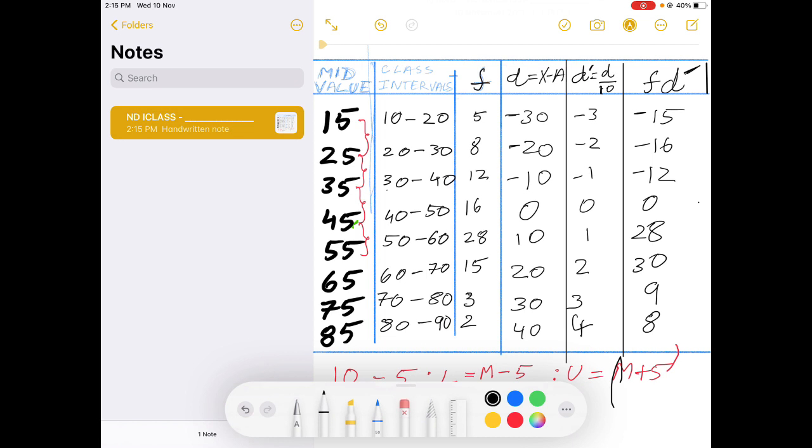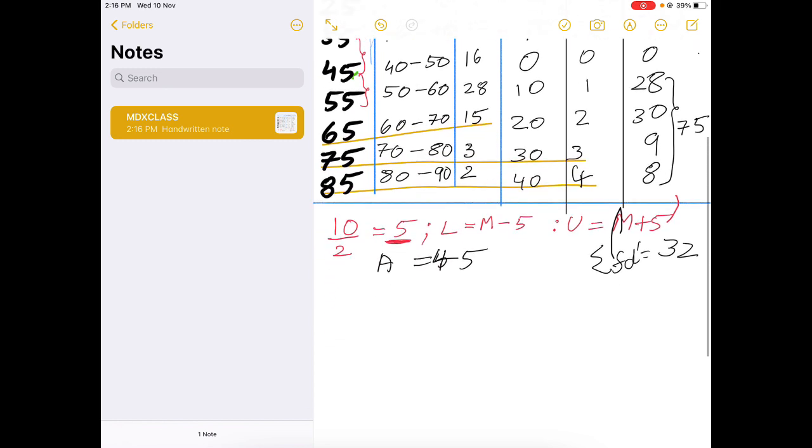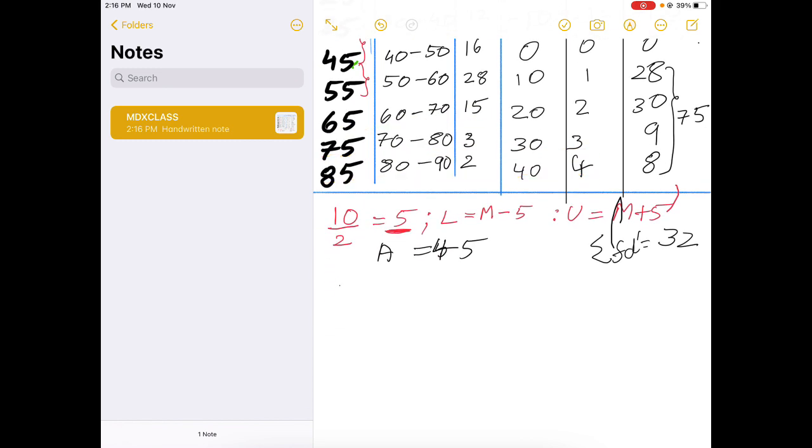The negative values: 15, 16 is 31, 31 plus 12 is 43, so this is minus 43. The positive values, when you add: 28 plus 30 is 58, 58 plus 9 is 67, 67 plus 8 is 75. So 75 minus 43 gives me 32. So sigma fd dash is equal to 32.